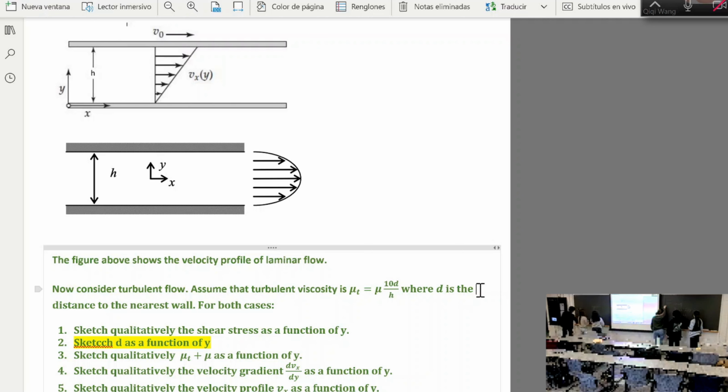So d as a function of y, like if you look at the distance, and this is 0, this is, I think I called it h. What is the wall distance as a function of y? So when y is 0, what is d? 0, yeah. When y is h, what is d? Okay, the distance to the nearest wall. 0, right? And in between is something like that. This position is half h, because it's equal distance to both walls. So that's what I mean by sketching things.